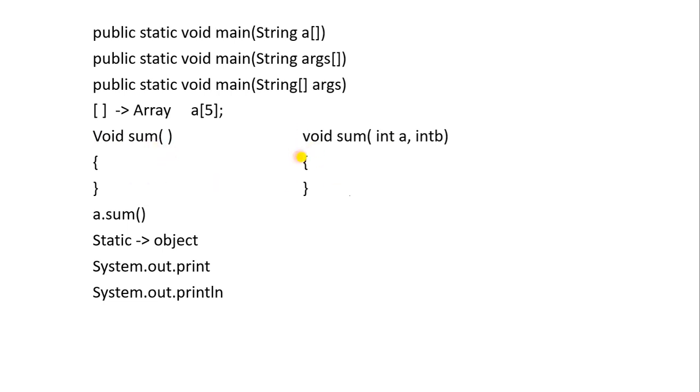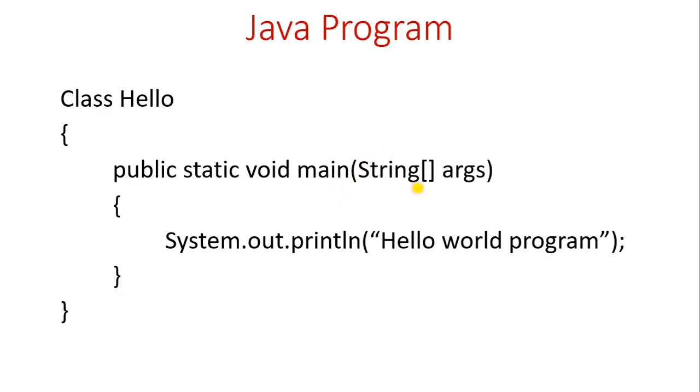In another method, void sum. Sum is the method name and void is the return type. In that, two arguments have been passed. One is int a and another is int b. I should have given a space after int, but I forgot here. So basically we can pass the arguments here also. Here also I have passed arguments, such as string array type arguments.